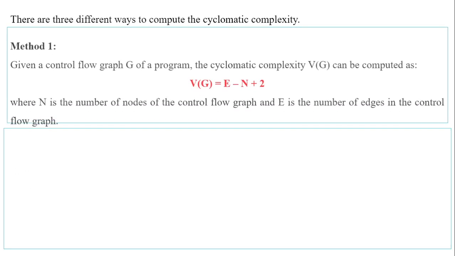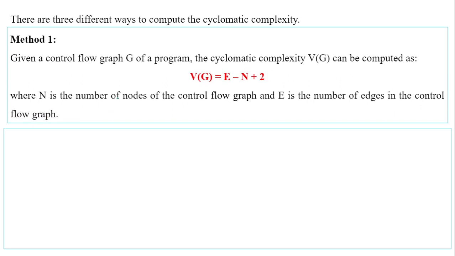Now let's talk about method 1. You all know this, but still I'm telling it. Cyclomatic complexity V of G. We denote cyclomatic complexity by V of G. It can be computed as V of G is equal to E minus N plus 2, where E is the number of edges and N is the number of nodes.